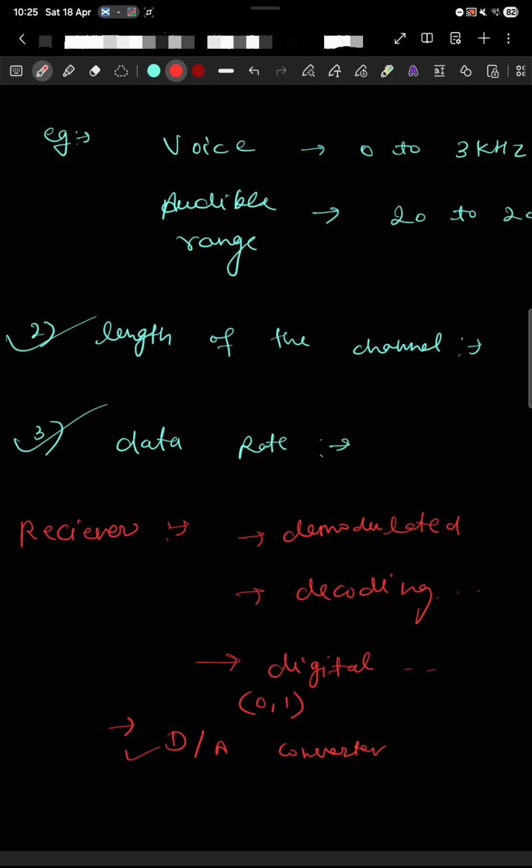Now next, the signal is amplified to increase its strength. At receiver end, the signal is amplified to increase its strength. Finally, we get the original message through an output device like a speaker. Let's write it here. We get an output, let's say, through a speaker.